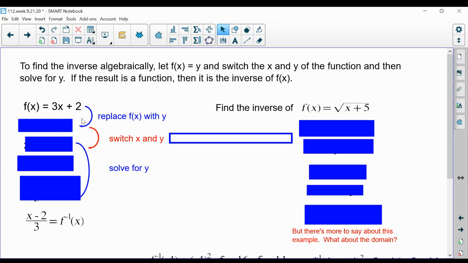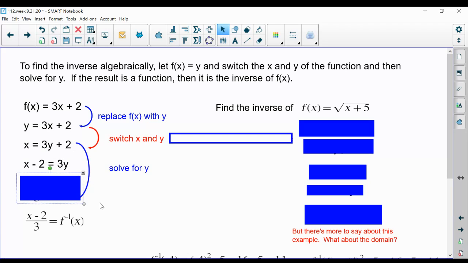First, replace f of x with y. So this becomes y equals 3x plus 2. Then I switch x and y, so I get x equals 3y plus 2. Next step is to solve for y, so I'd have to subtract 2, and then divide by 3. And this is a function. So I've got it. F inverse is x minus 2 over 3.